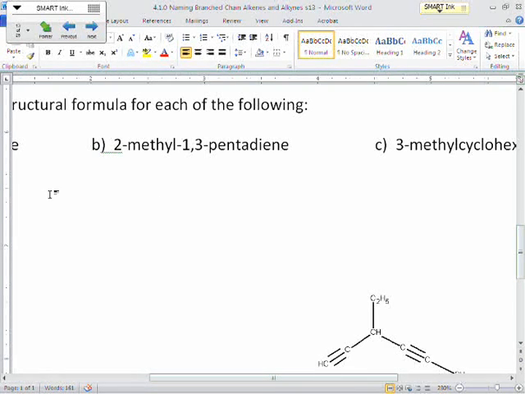Pentadiene. Again, same thing. I just draw 1, 2, 3, 4, 5. 1, 3. Put in my double bond after the 1 and after the 3. Now on the 2, I put a methyl, CH3. And then I load up my H's just as before. This guy has 2 bonds, so I need an H2 there, right? This guy has 4 bonds, no H's.